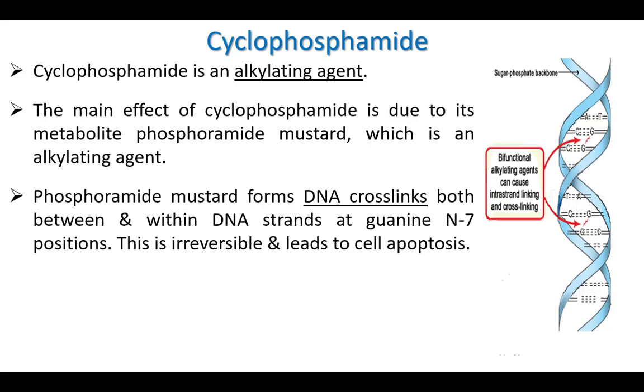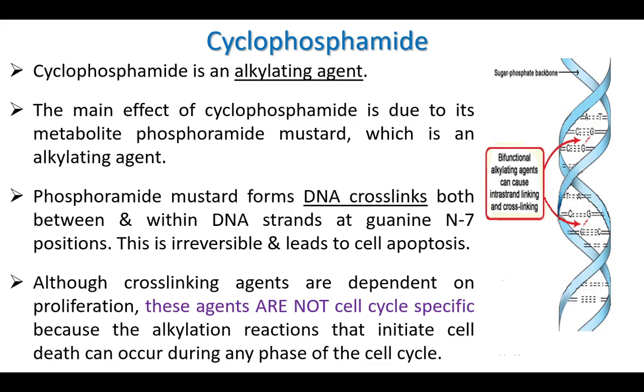Again, cyclophosphamide can do it, but there are some other drugs in this category which cannot. So these are called bifunctional alkylating agents. They can make links on the same strand as well as cross-links, and again it leads to apoptosis. It glues the two strands together, so it inhibits replication and transcription and leads to apoptosis. And they are not cell cycle specific.